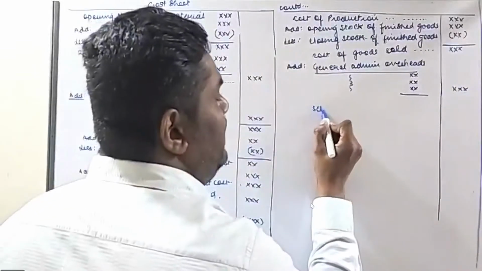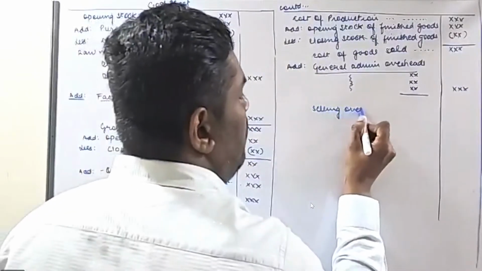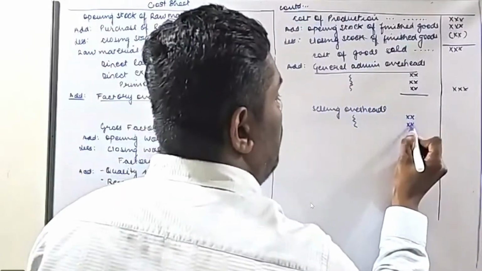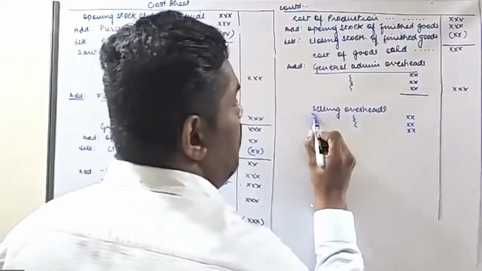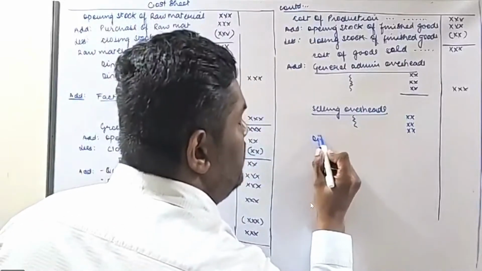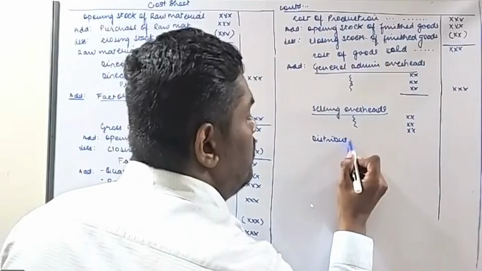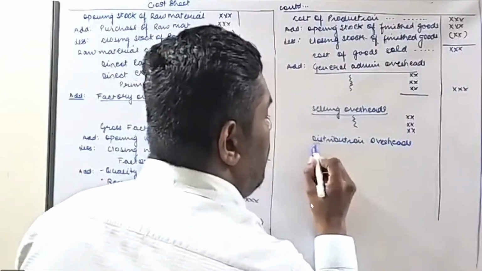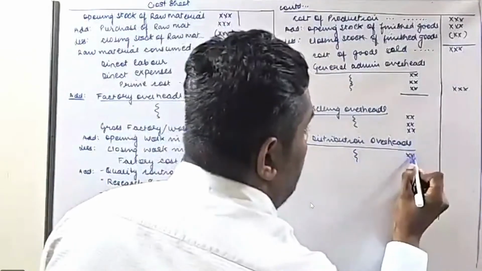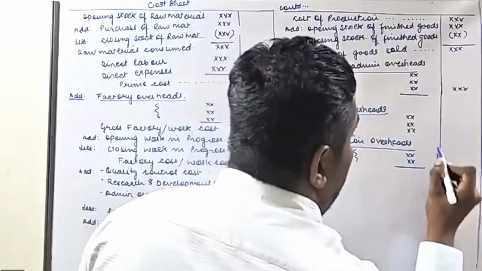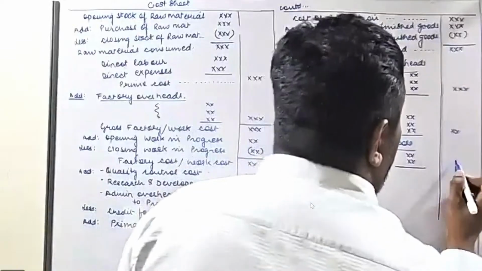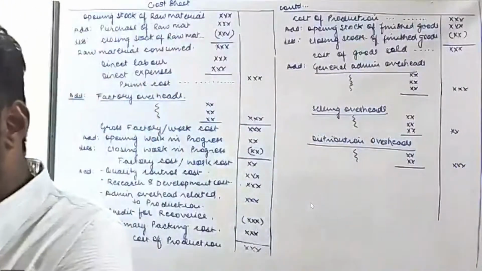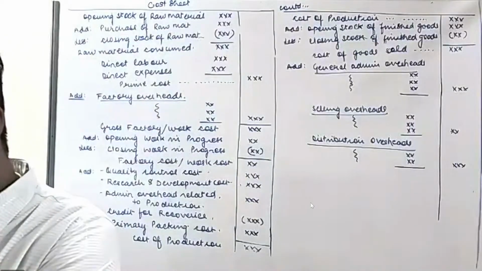all the selling overheads, all the distribution overheads. All the administration overhead, selling overhead, and distribution overhead.